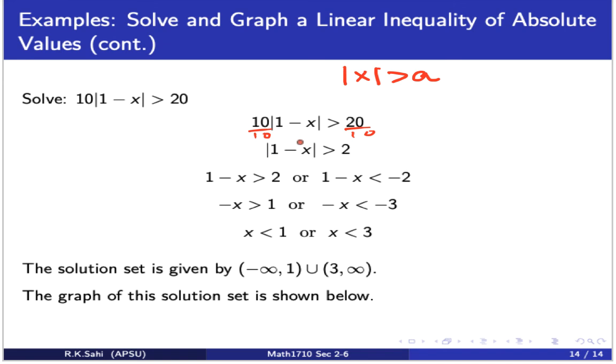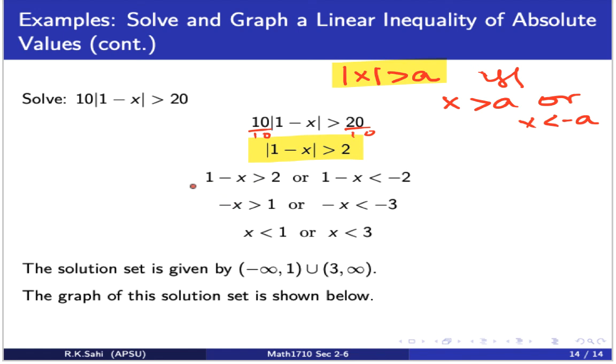Now we can go ahead and apply this formula which we have here. And what is the formula saying? That absolute value of x is strictly greater than a if and only if x is strictly greater than a, or x is strictly less than minus a. So what does it mean in terms of this inequation? 1 minus x is strictly greater than 2, or 1 minus x strictly less than minus 2. Then we solve. Let's start with this one. 1 minus x strictly greater than 2.